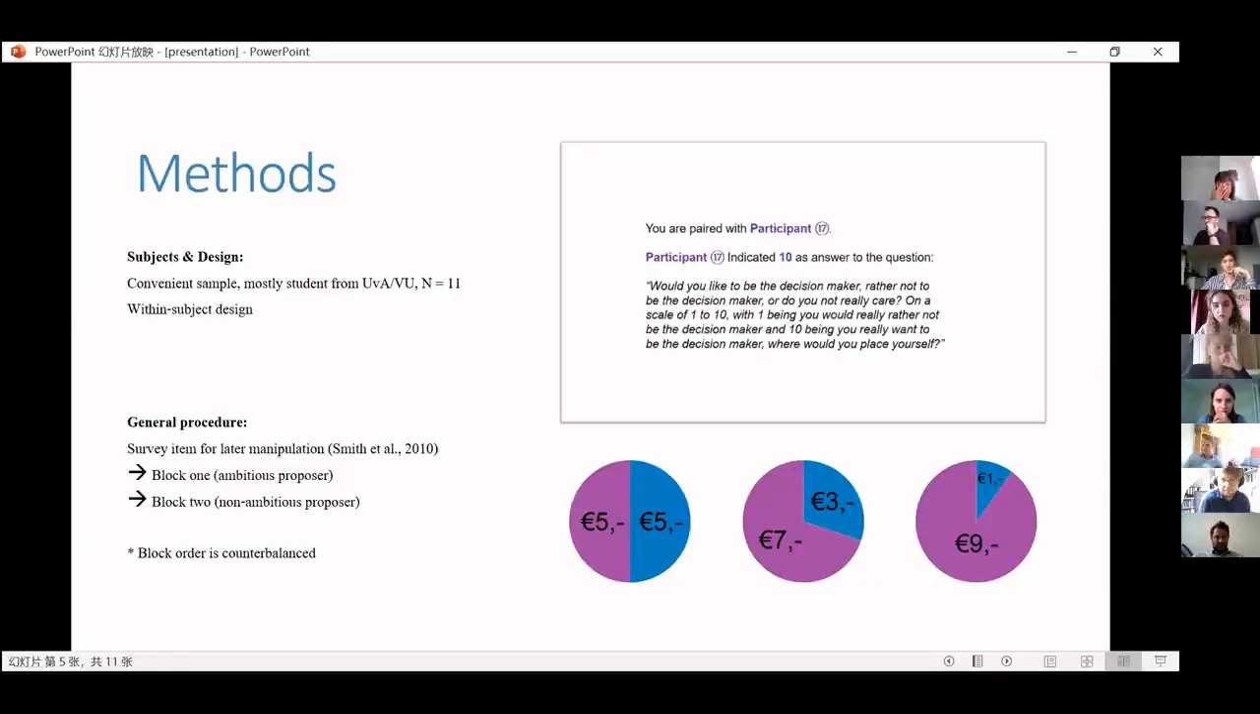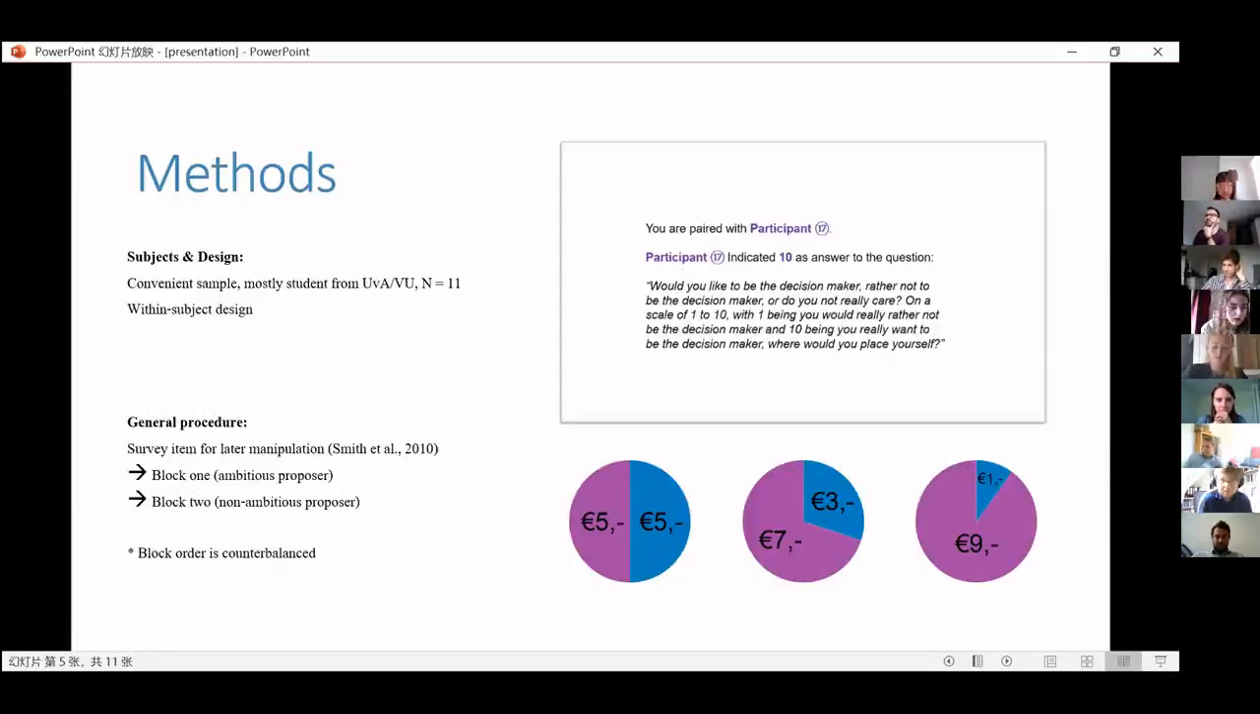The general procedure is that the subject will first fill in a survey item where they choose a number between 1 and 10 to indicate how much they want to be the decision maker. This item is later used to manipulate the condition of different blocks. Of course, this survey item is directly quoted from the original study of Smith and his colleagues.